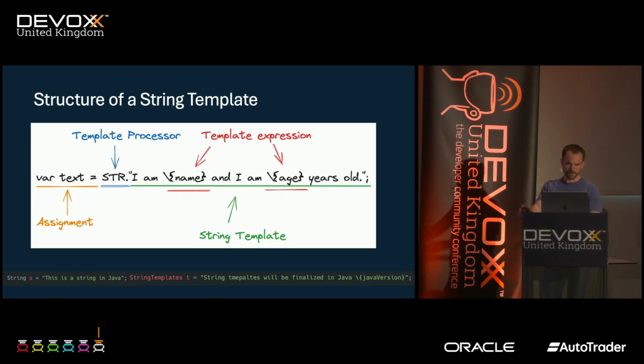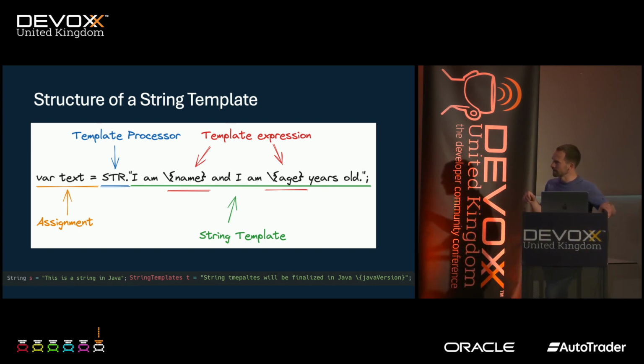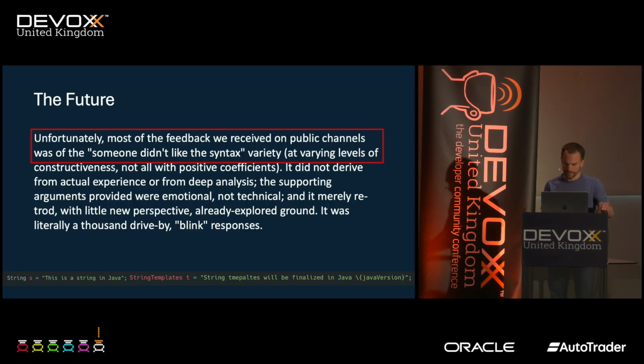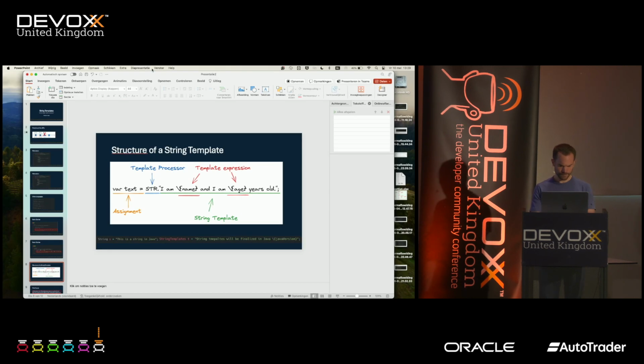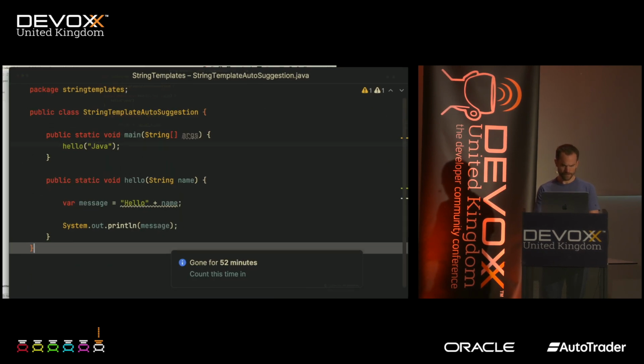Now let's have a more detailed look at the structure that was proposed. On the left you have an assignment to a variable, and at the moment you have to have this assignment as it is now. You cannot have it as a standalone statement. Then you have this strange template processor, and then we have the string, which is the string template, with the expressions in there in backslash curly brackets. So that's basically the idea, and I also have some examples to show how it looks now.